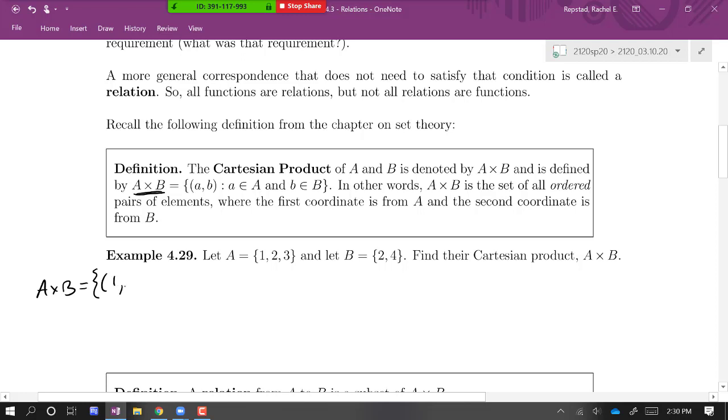So (1, 2) is in there, and (1, 4) is in there. So that's if my first coordinate is 1. Then I can do the same thing for the first coordinate of 2 or the first coordinate of 3. So (2, 2), (2, 4), (3, 2), (3, 4).